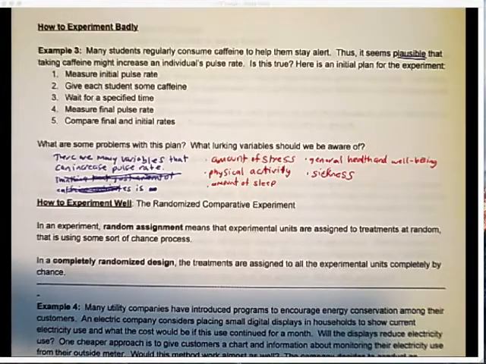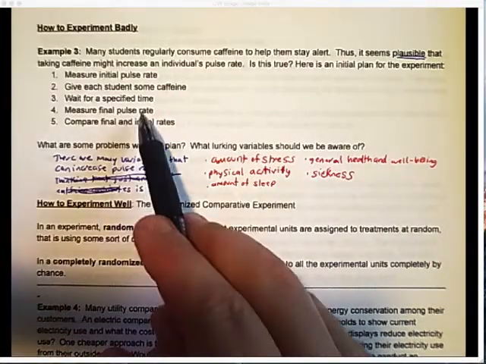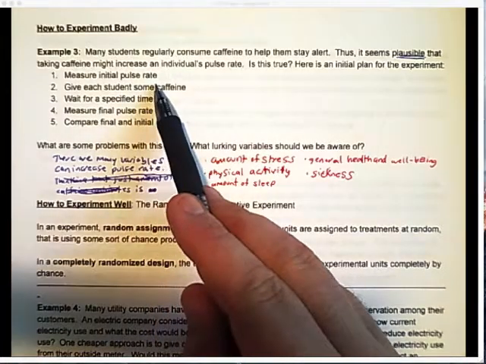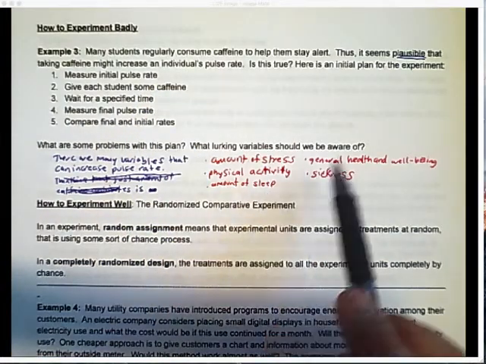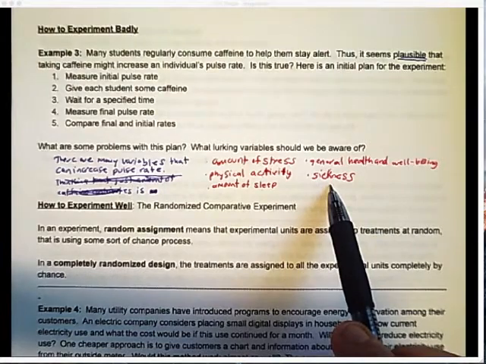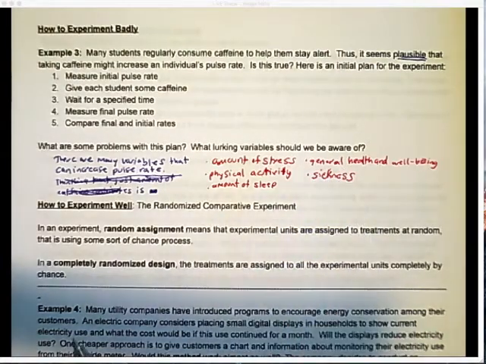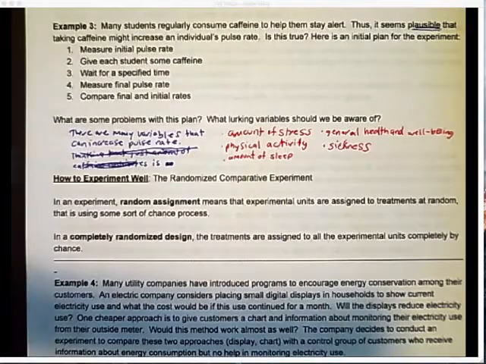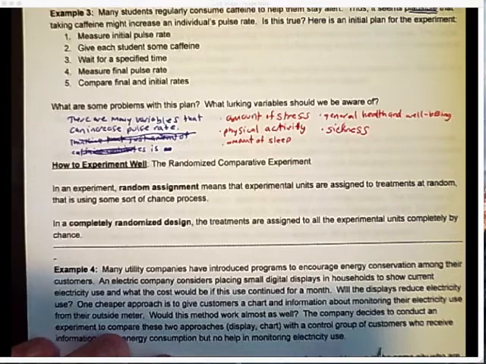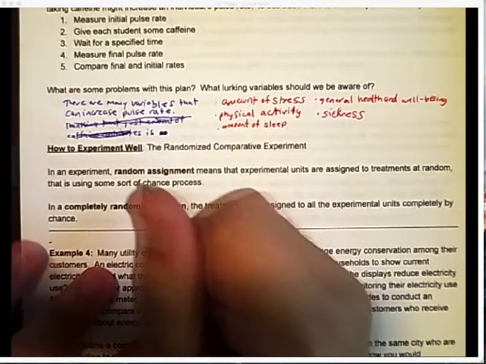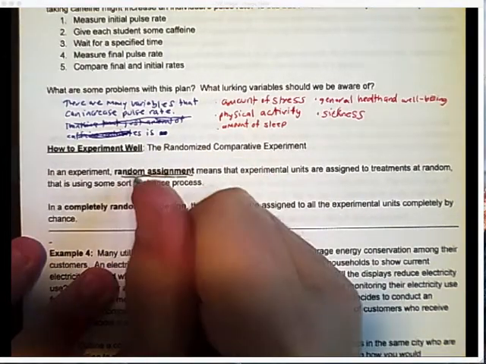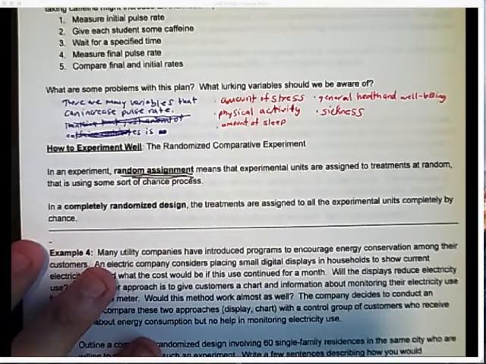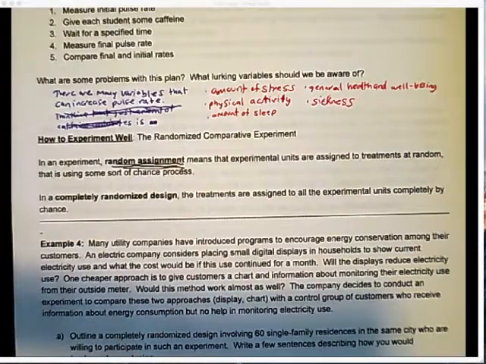The best way, if you think something might influence something else, you need to control for these other things. You need to take them out of play. So how to experiment well is the randomized comparative experiment. Here's a couple ways that you can do that. If you randomly assign people to groups, that's one definite thing you have to do in an experiment.